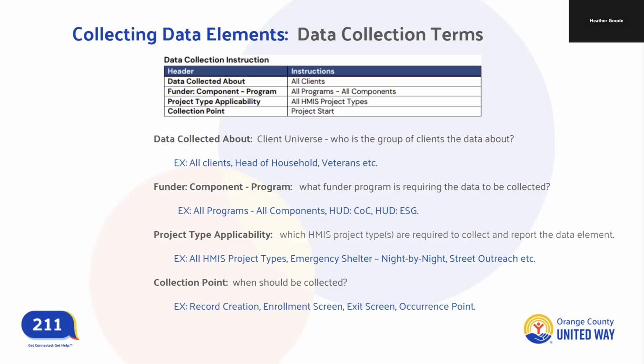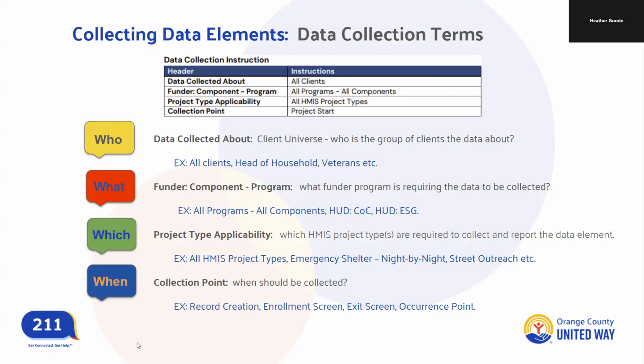So when reviewing the HUD data standards manual, you'll see the top box labeled data collection instruction, and it's used for every single data element. So these are the requirements for data entry using keywords and phrases to help identify the who the data is collected about, the what funder is requiring the data to be collected, the which project type is required to collect and report the data element, and the when the data should be collected.